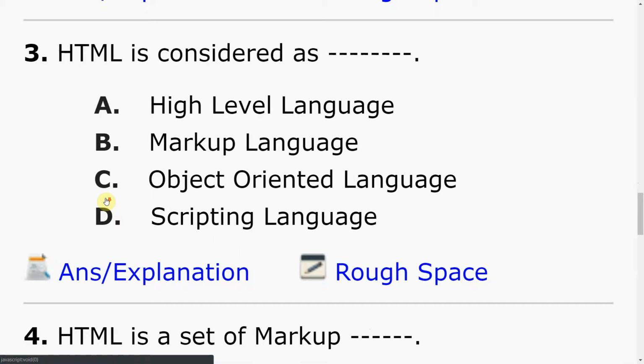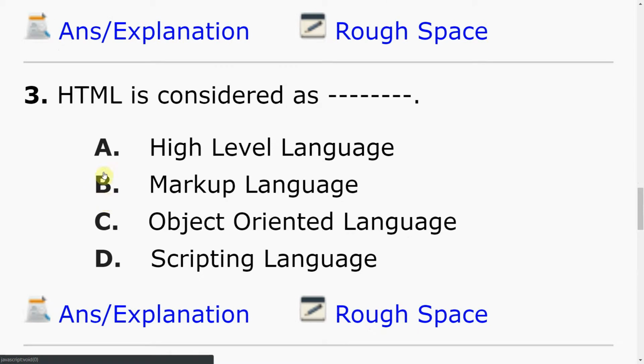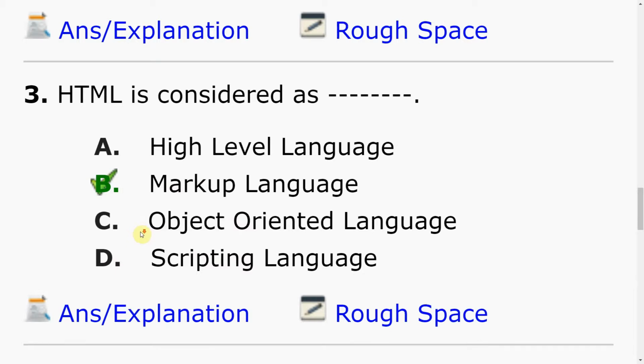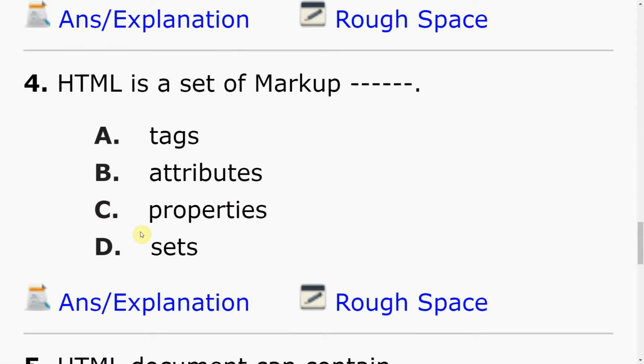Next question. HTML is considered as A high level language, B markup language, C object oriented language, and D scripting language. And the correct answer is B markup language. Next question. HTML is a set of A markup, B tags, C attributes, D properties, and E sets. And the correct answer is tags.